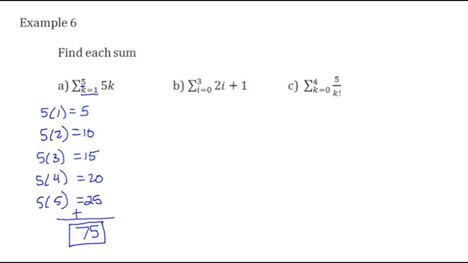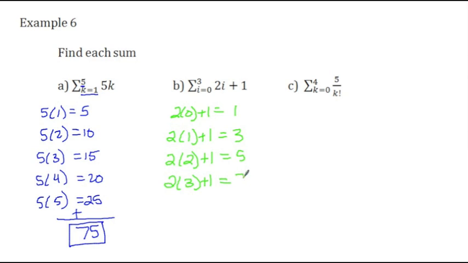Okay, so let's look at 2i plus 1. So remember, it tells you to start at 0. So 2 times 0 plus 1, 2 times 1 plus 1, 2 times 2 plus 1, and 2 times 3 plus 1. 2 times 0 is 0, plus 1 is 1, that's 3, that's 5, that's 7, so that's 10, and when you add up all those together, that would be a total of 16 for you.